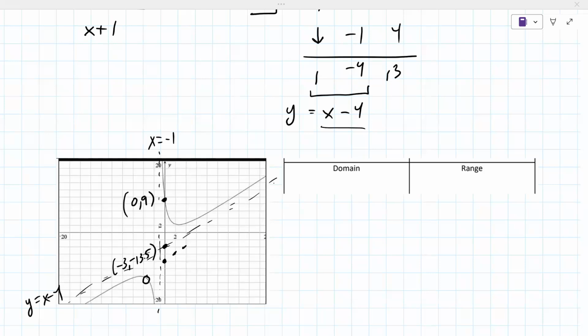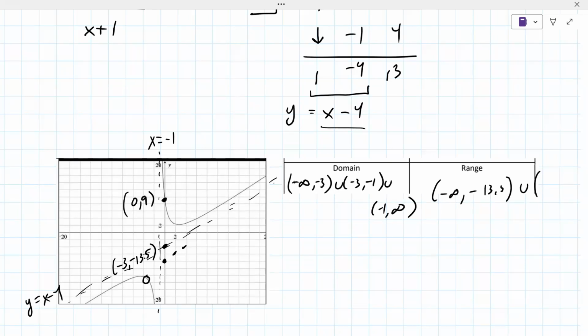All right, I got it. Negative infinity to -3 union -3 to -1 union -1 to infinity for the domain. Okay, that's correct. Then range is negative infinity to -27/2, or like -13.5, union 2.21 to infinity.